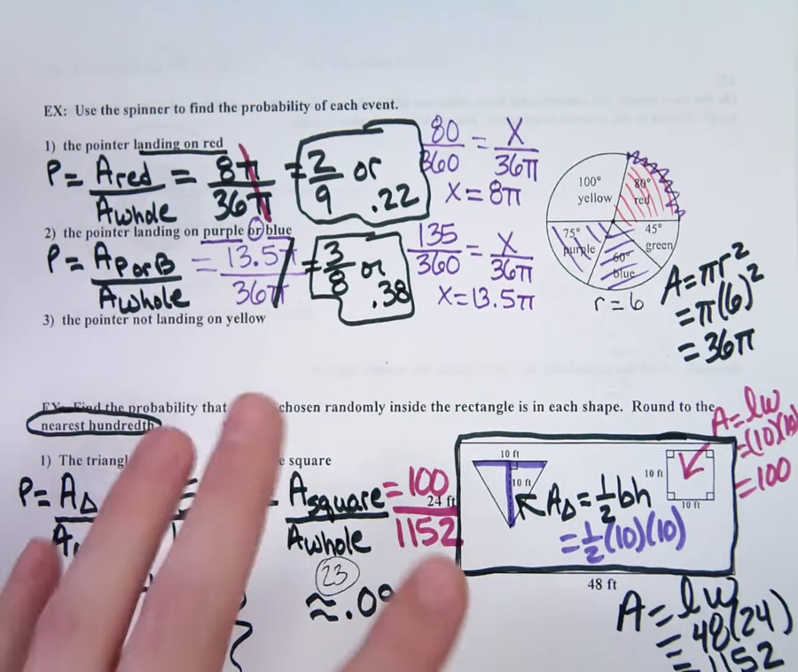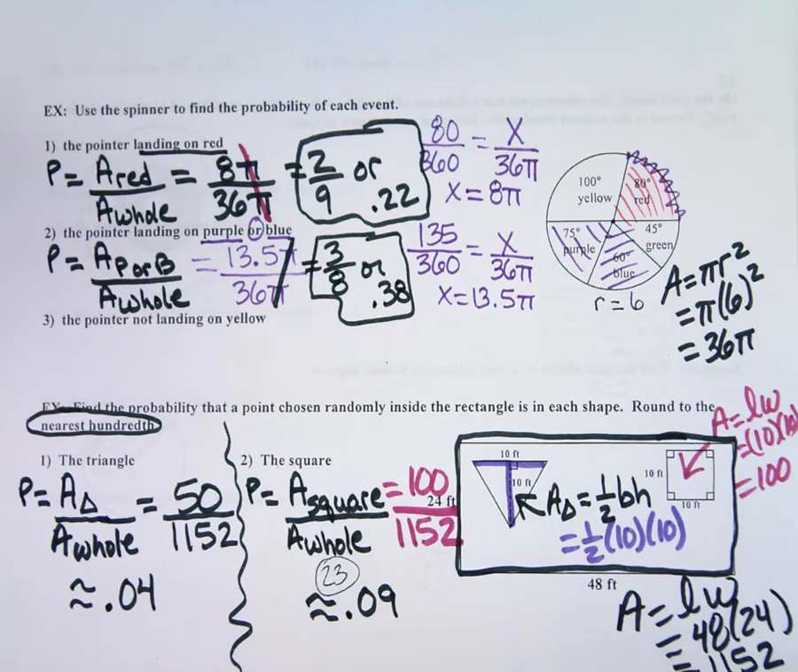You feel like you understand how to do this? Uh-huh. On both of them, I just added the degrees together. And divided by 360? Yeah, and it's doing the same thing.